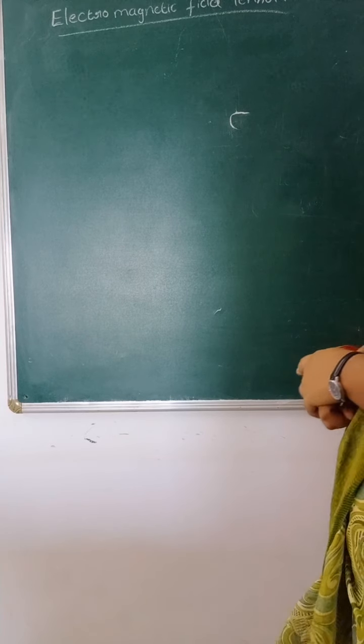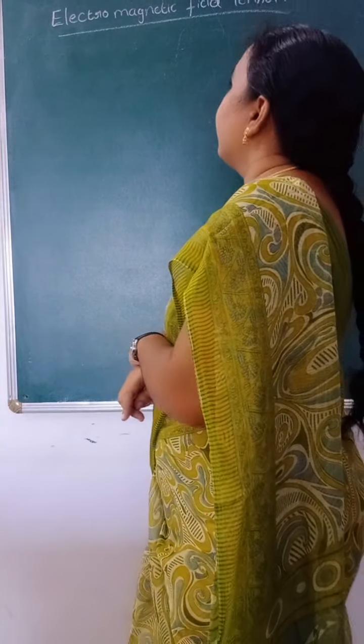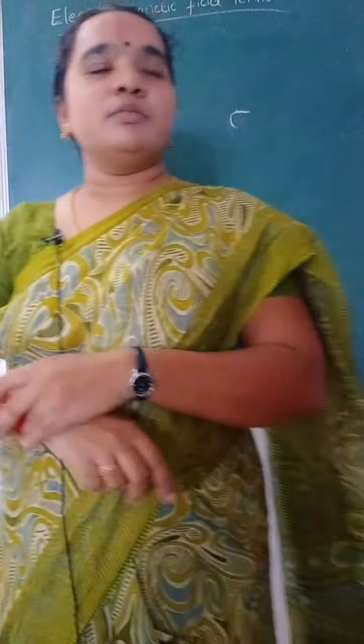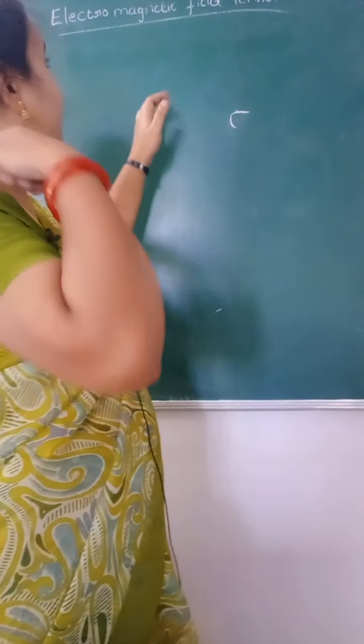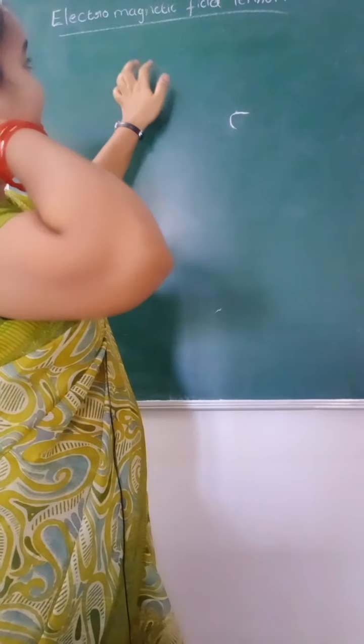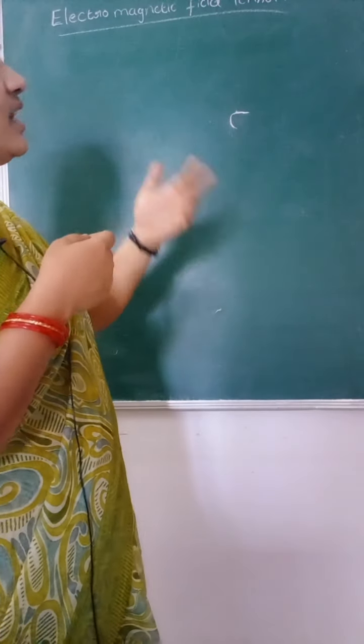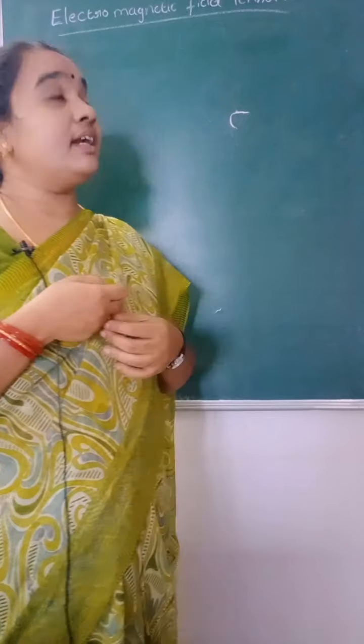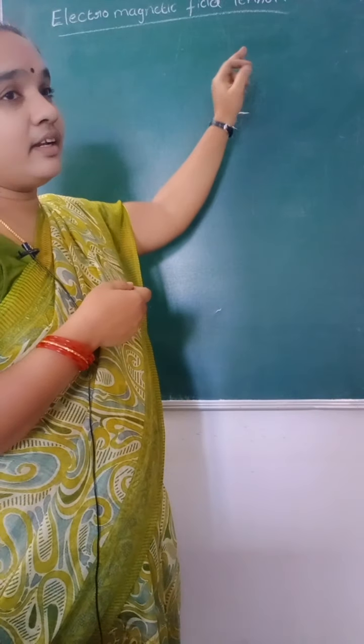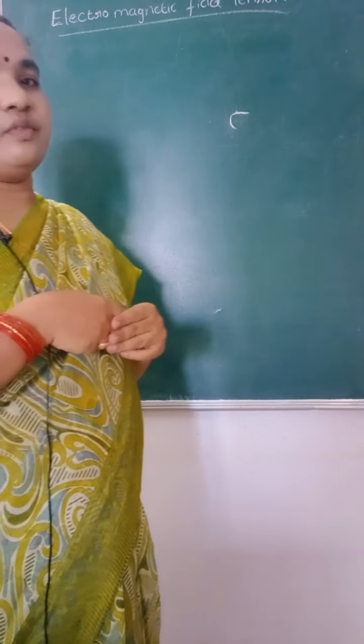Hello students, our next topic is the electromagnetic field tensor. So in terms of four vectors, how can we write the electric and magnetic field vectors, that is the E and B vectors, how are they represented in the form of a tensor and in terms of four vectors?